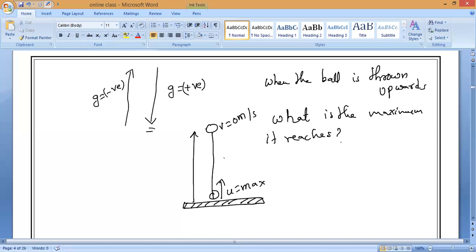Now what about the g value? Is the g value negative or positive? Negative.